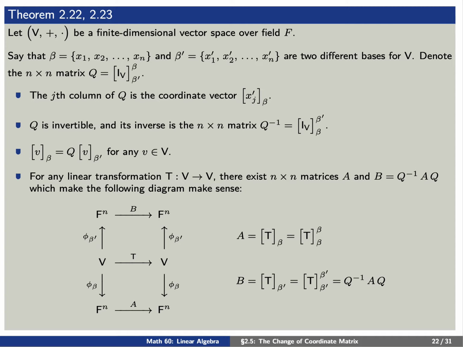Let's say that T is any linear transformation going from V to itself. Then there exist n by n matrices A and B, which make the following diagram make sense. In other words, let A be the matrix representation of T with respect to the old bases beta and beta, and let B be the matrix representation of T with respect to the new bases, beta prime and beta prime. Then we can express B as the product of three matrices, namely Q inverse times A times Q.